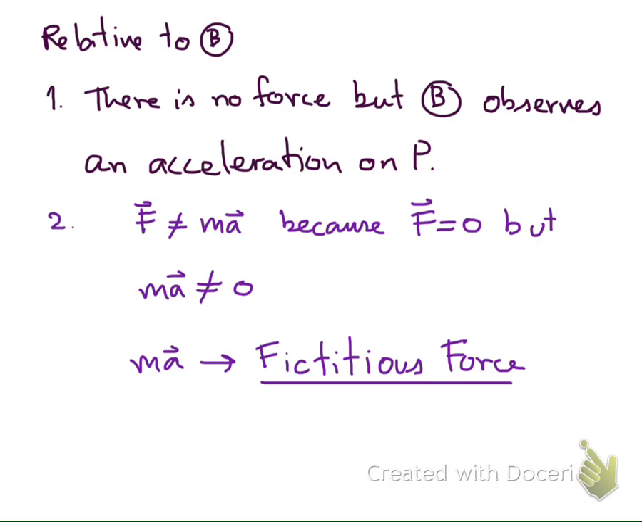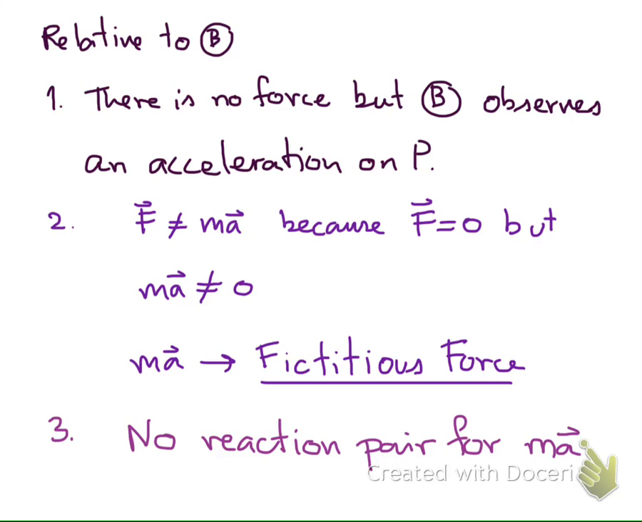And the third is that there is no reaction pair for ma, because ma is not a force. It does not come from the interaction between two or more objects, which means that there is no interaction. ma comes from the effect of the non-inertial frame of reference. So you cannot have a reaction pair because there is no interaction. So this is against the third law.